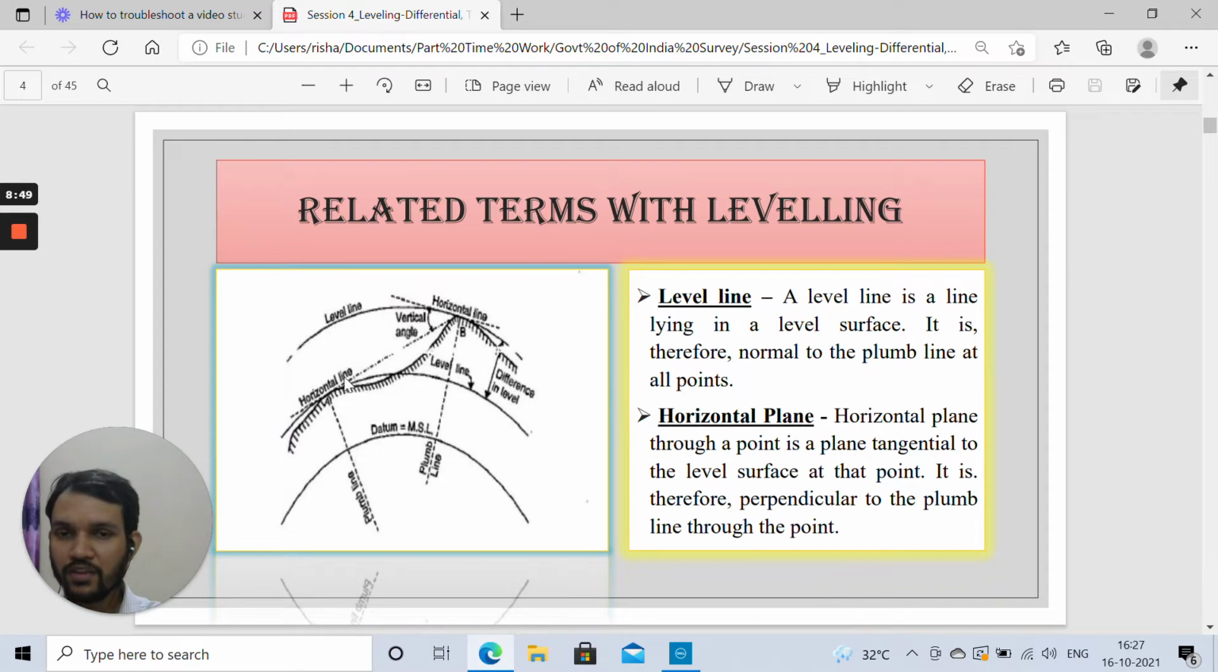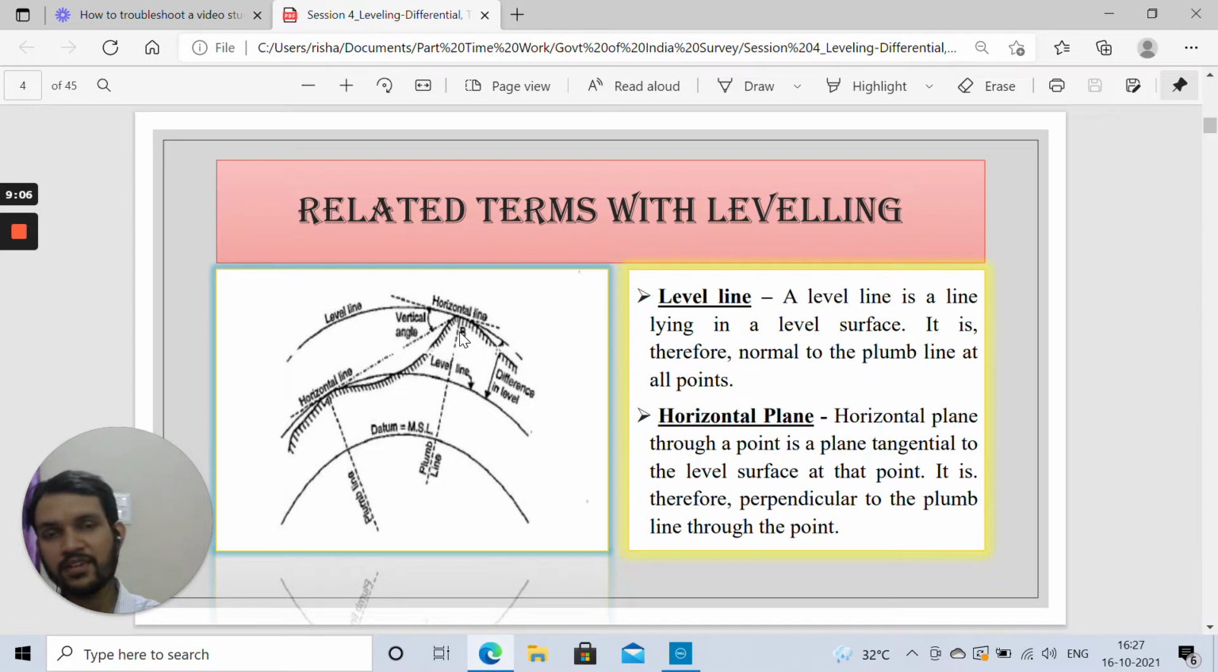So as we move forward, you can see the difference in values start occurring. Okay, so we need to account for these errors which may occur due to the curvature of the earth surface when the distance is very large. Okay, so now comes the horizontal plane.